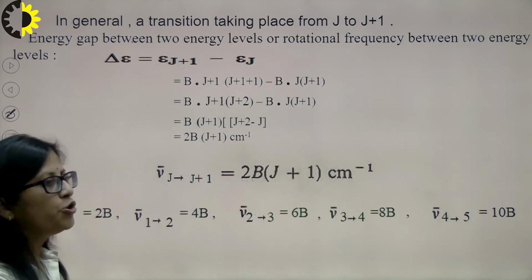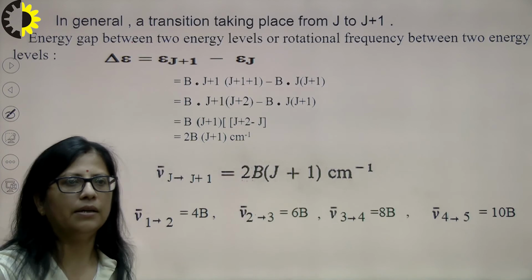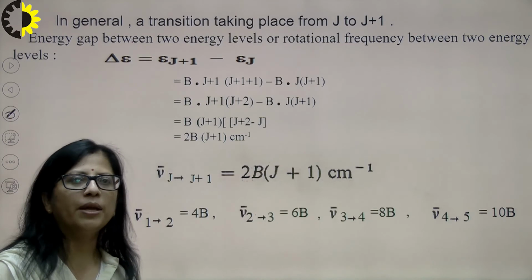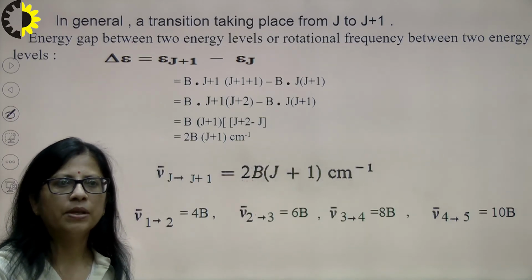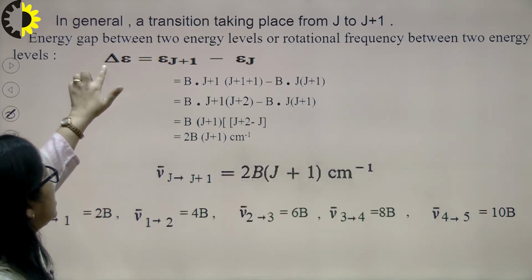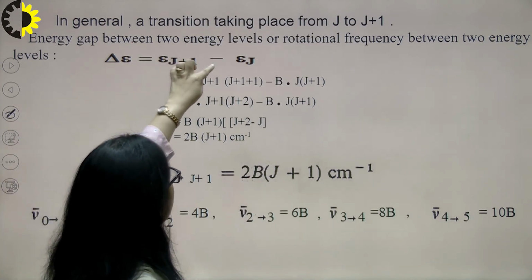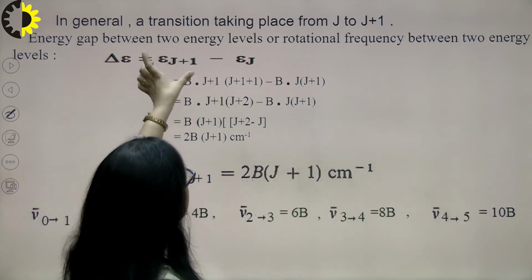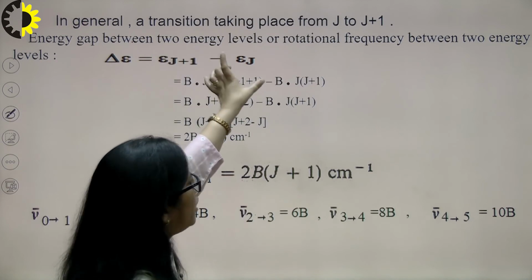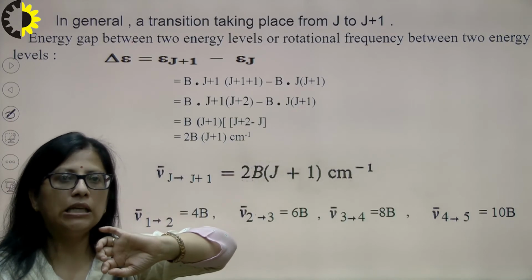Now, in general the transition takes place from J to J plus 1. The energy gap between two energy levels, or rotational frequency between two energy levels, is given by the variation in energy, delta E, equal to Ej plus 1 minus Ej. This is the lower level and this is the next higher level. So, from the low level to the higher level or from the higher level to the lower level, the energy difference will be given by Ej plus 1 minus Ej.